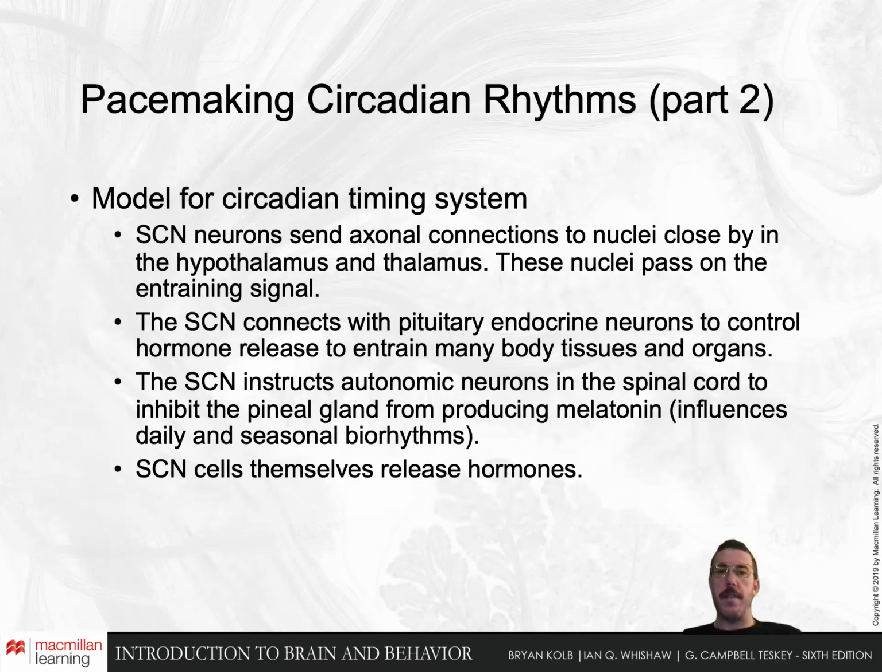So the SCN neurons send these connections to nuclei close by in the hypothalamus and the thalamus. And then these nuclei can pass on that entraining signal to other parts of the brain more broadly. It connects to the pituitary endocrine neurons, and that can control the release of hormones. And these can entrain our body tissues and organs. It also instructs the autonomic neurons in the spinal cord to inhibit the pineal gland from producing melatonin. And melatonin increases our sleepiness at night. The SCN cells themselves release hormones as well into the blood that can affect our sleep and wake cycles.